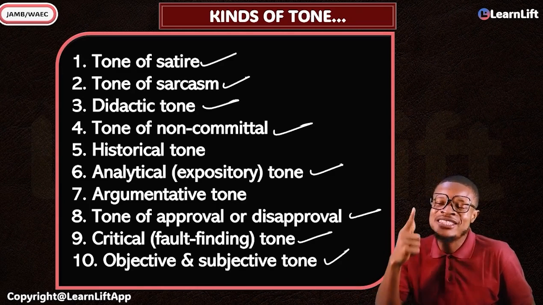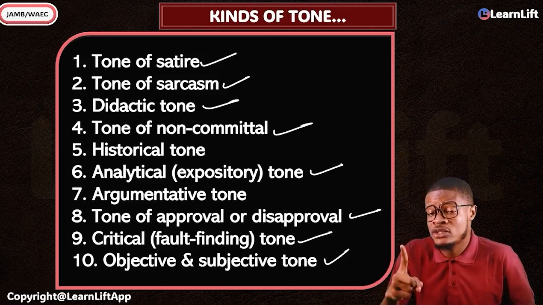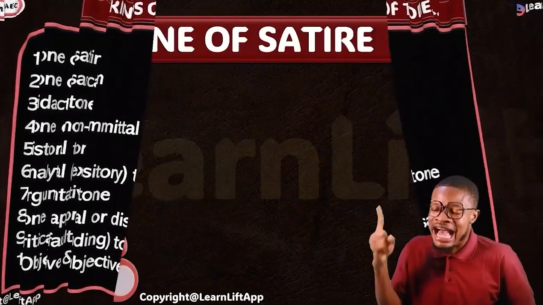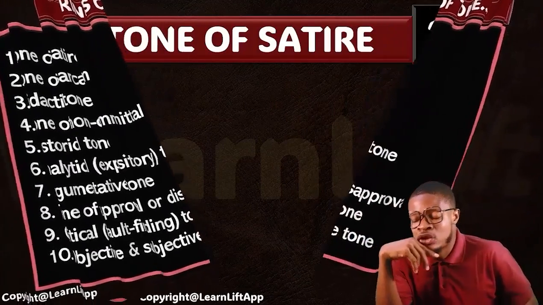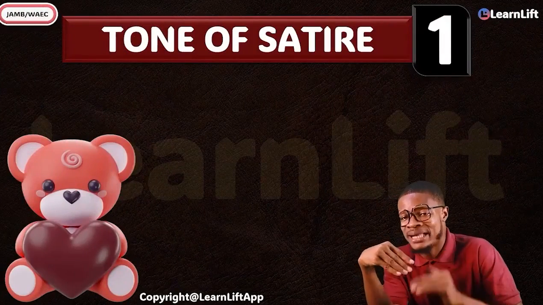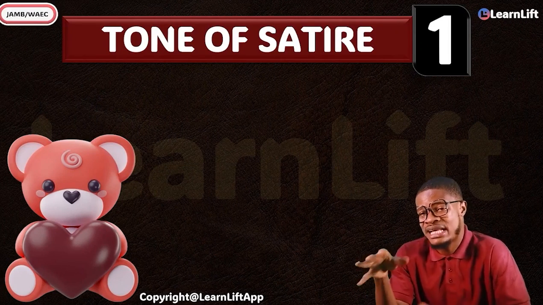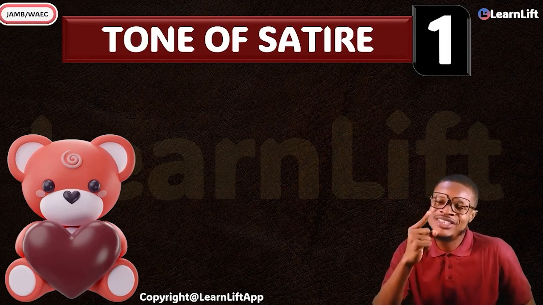If you are ready and you are good to go, tell me you are good to go, sir. And I'll see you in the next class. So I'm going to start with the first one. And what's the first one? That's the tone of satire. And that is our number one. So I'm going to go all the way to number ten. After the tone of satire, we're going to look at a passage under it, answer questions, and then move on. See you in the next class.